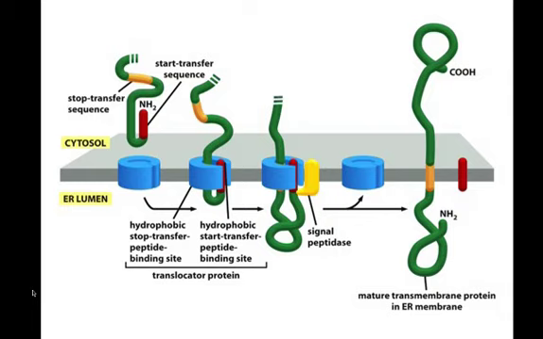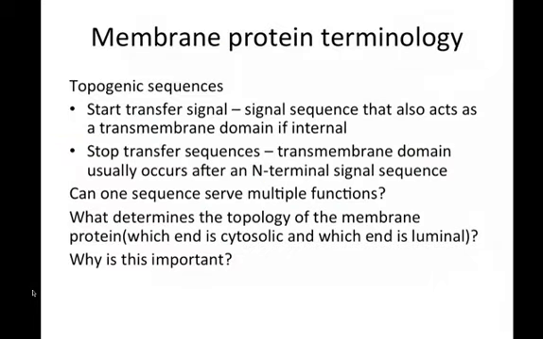Because a protein's not going to just pull itself out of the membrane and flip around, right? That'll be weird. Okay, let's keep going. So all this terminology, I have a little list. They're called topogenic sequences. These are sequences that have to do with the topology of a membrane protein.